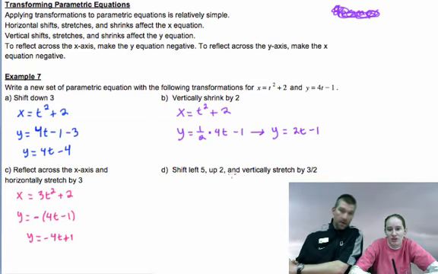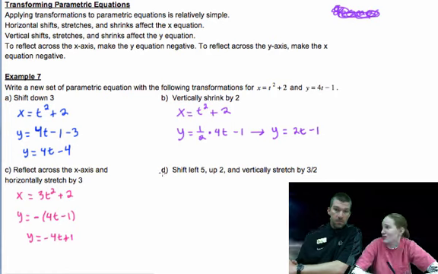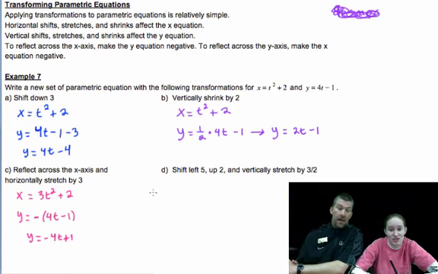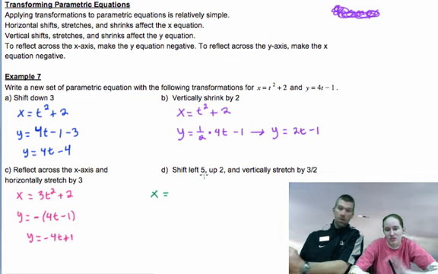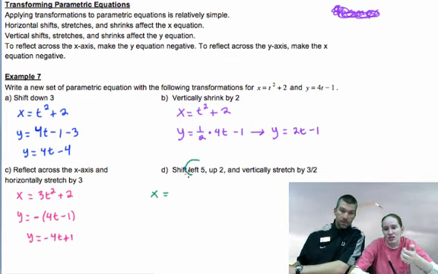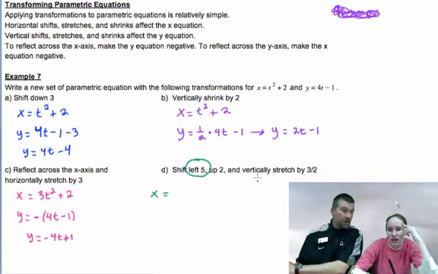We're going to shift left 5, up 2, and vertically stretch by 3 halves. What's affecting our x equation is the left 5, anything left or right, and that's it. These other 2 are the y.